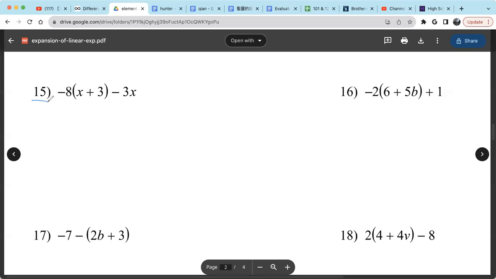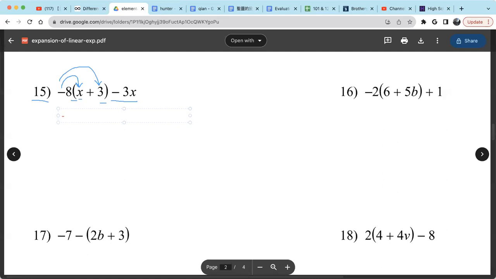15. Let me just remind you, what should we do here? Well, negative 3x is one term all by itself. First, we want to get rid of these parentheses. Once we don't have parentheses, we can combine like terms. Because we see x is here too, but the x is hiding inside the parentheses. We cannot do anything yet. We have to distribute negative 8 to x, distribute negative 8 to 3 to get rid of the parentheses.